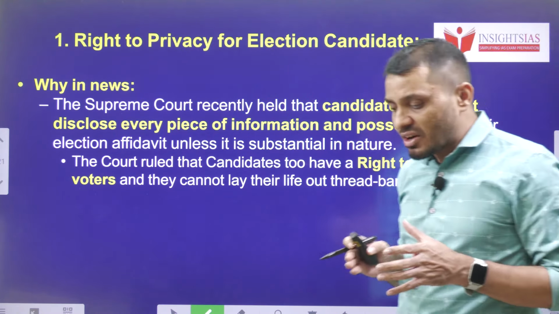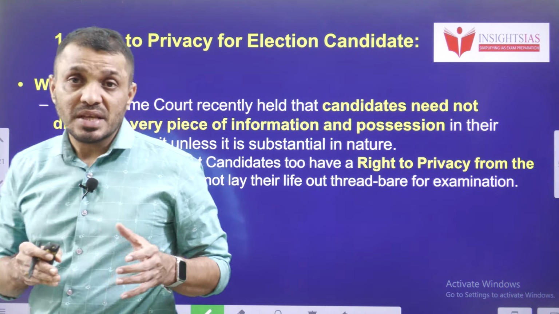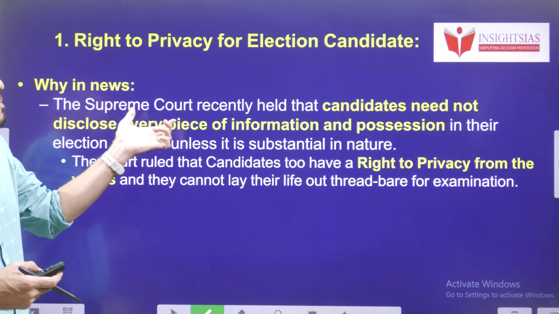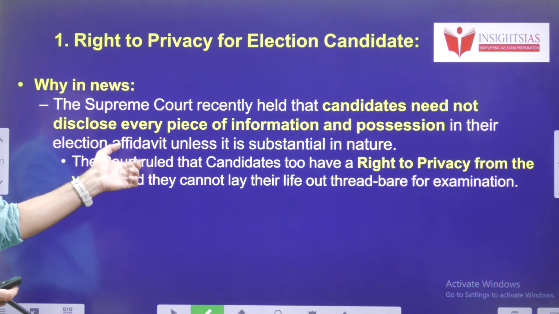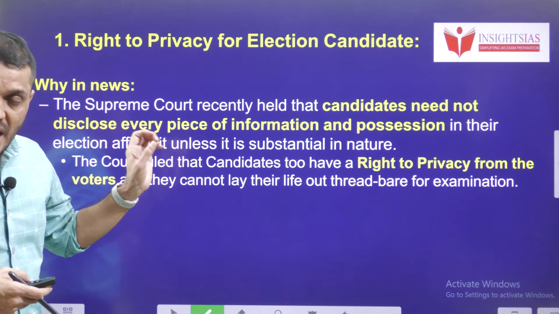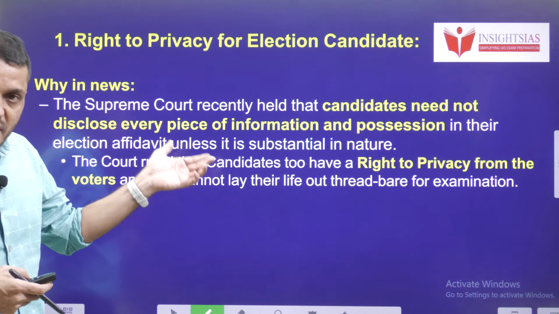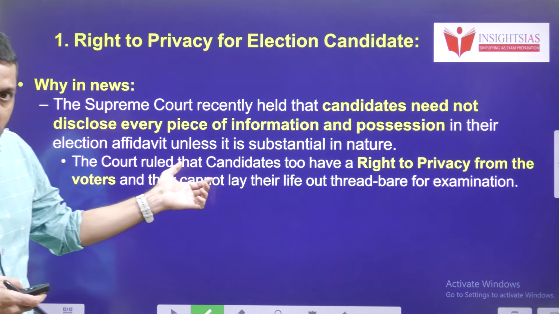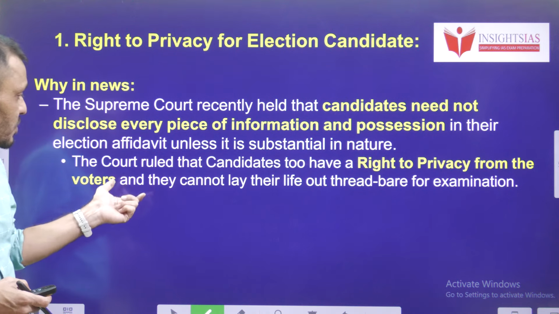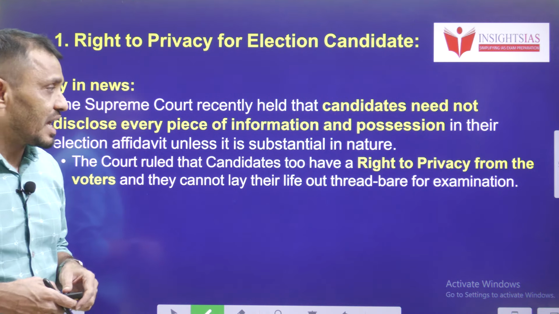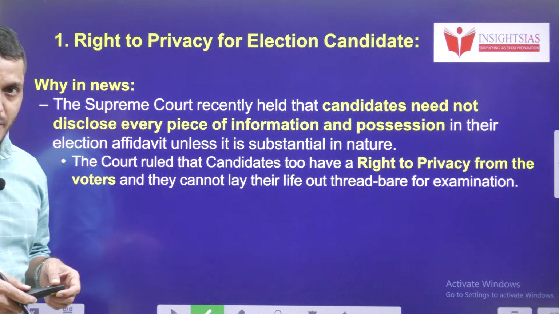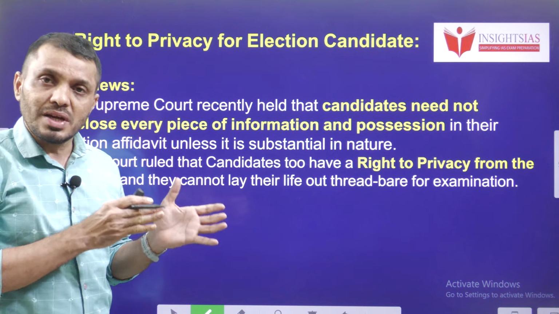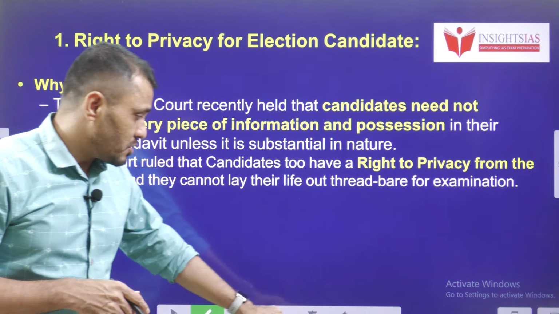context. You know the context: recently the Supreme Court observed that a candidate contesting in elections need not disclose every piece of information which is not related to election. Unless it is substantially related to election, he need not reveal all the information. The court ruled that candidates have the right to privacy from the voters, and they cannot lay their life out threadbare for examination. That means he can't reveal everything. He can reveal only information related to elections. That is what the Supreme Court observed.